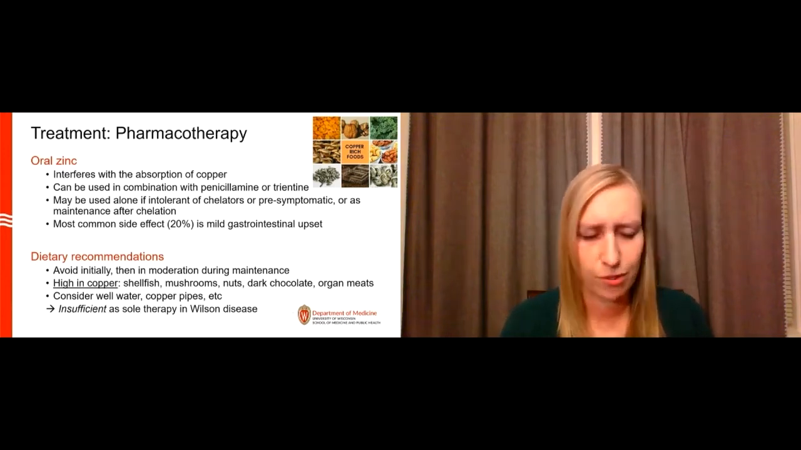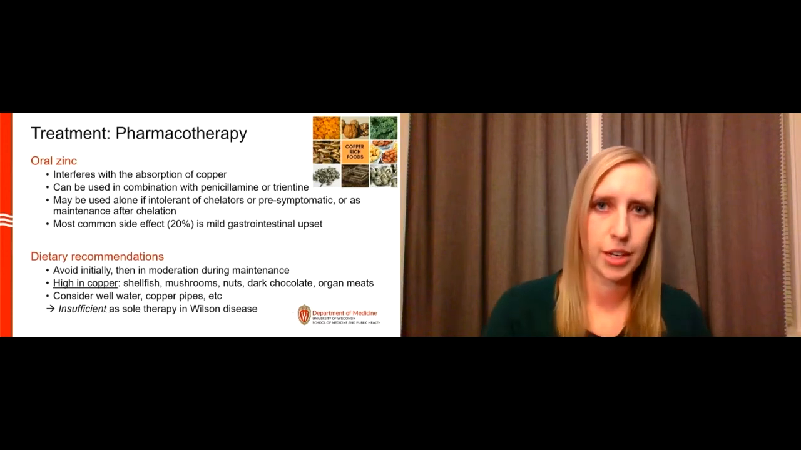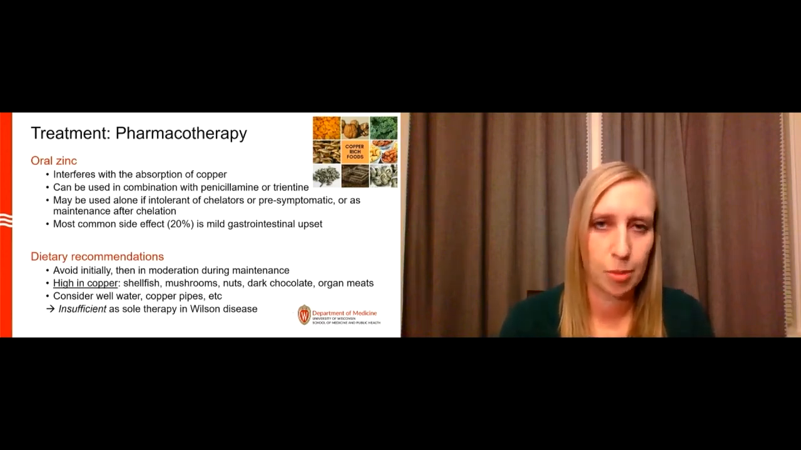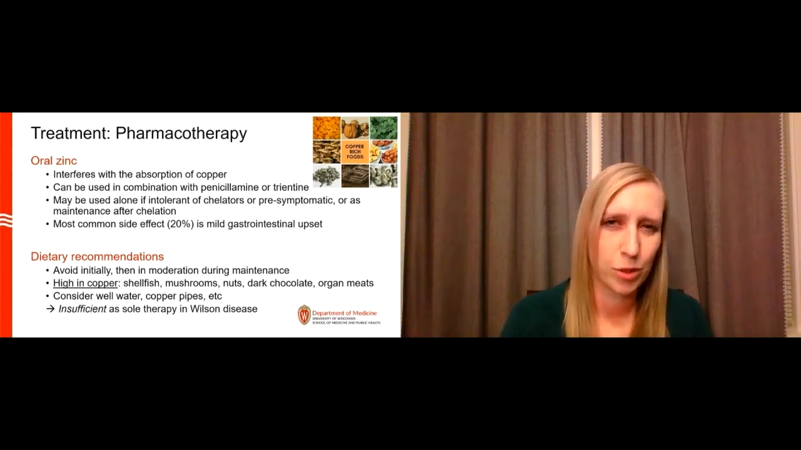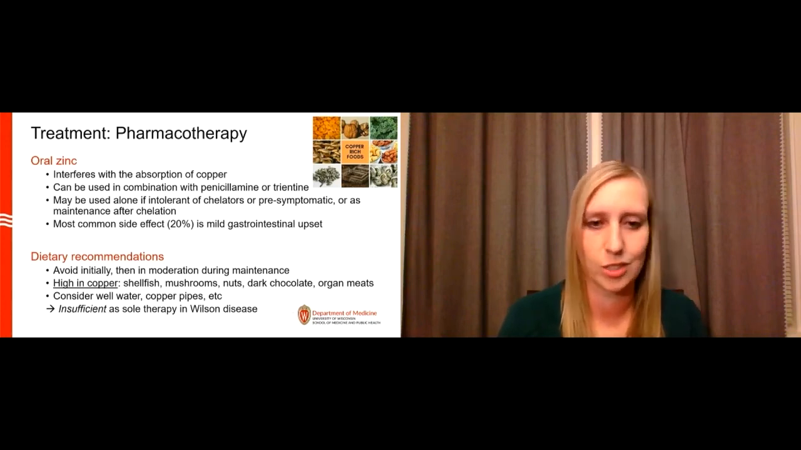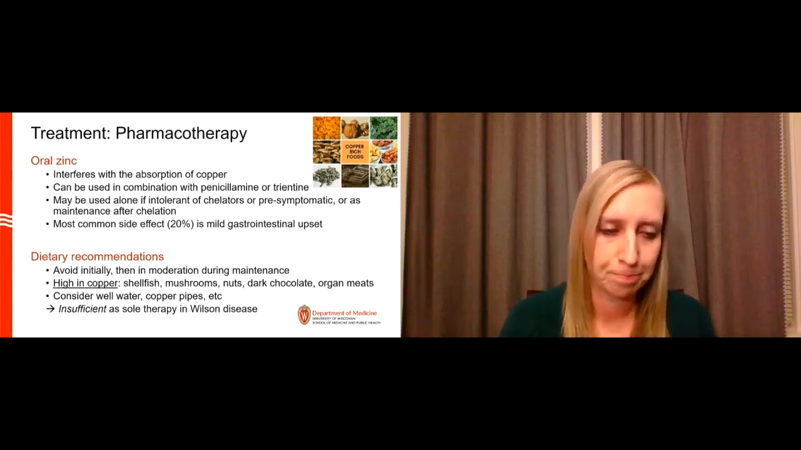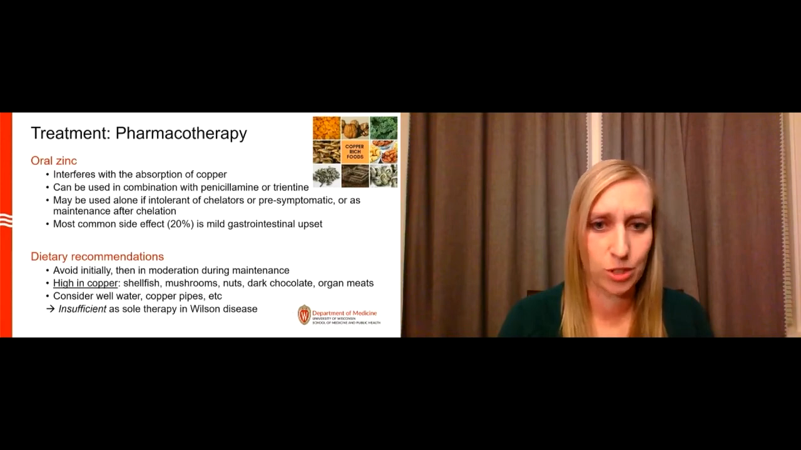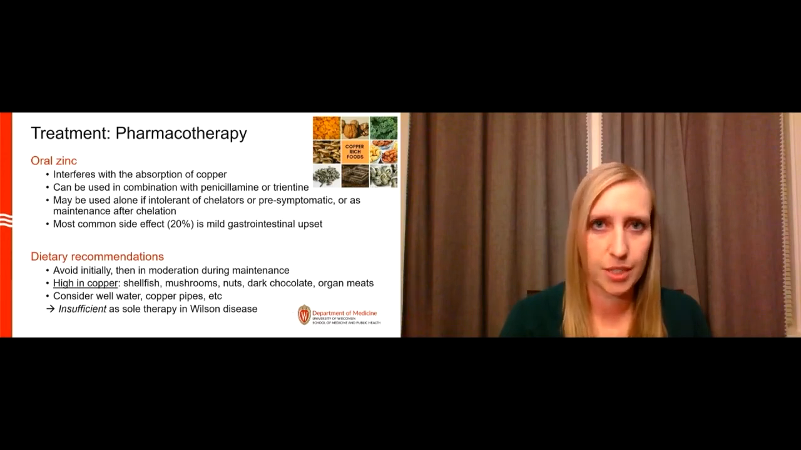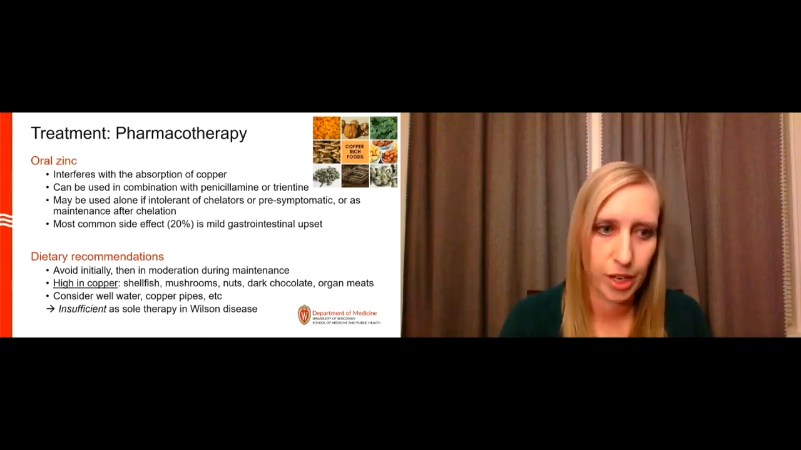And finally, not really pharmacotherapy, but I wanted to mention dietary recommendations as well. High copper foods are important for Wilson disease patients to be aware of. High copper foods include shellfish, mushrooms, nuts, dark chocolates, organ meats. Usually we'll ask patients to avoid these completely in the initial treatment phase, like in the first year or so. And then after that, once they're on maintenance therapy, they can consume these foods in moderation.